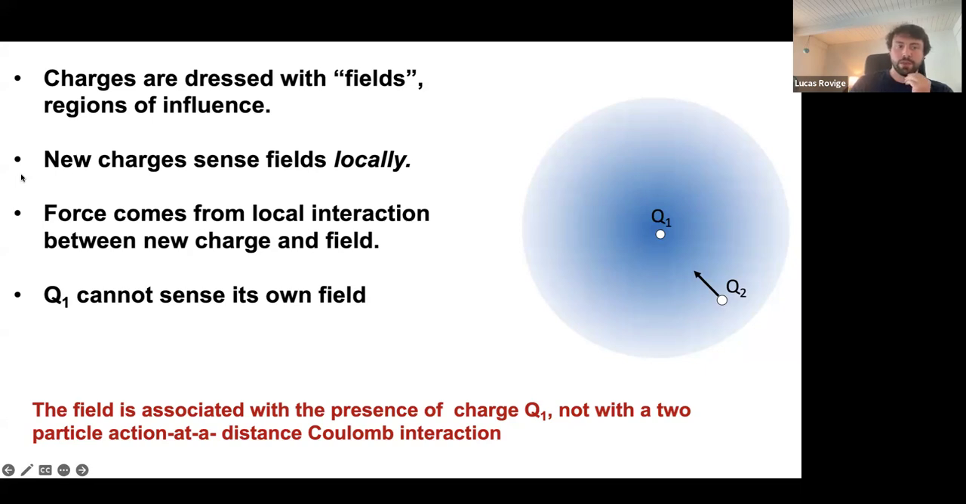Another thing to note is that this particle Q1, this charge, has a field, but it's not interacting with its own field. It doesn't sense its own field, the same way as the Earth is not attracted by its own gravity. So it's the same for electric charge.